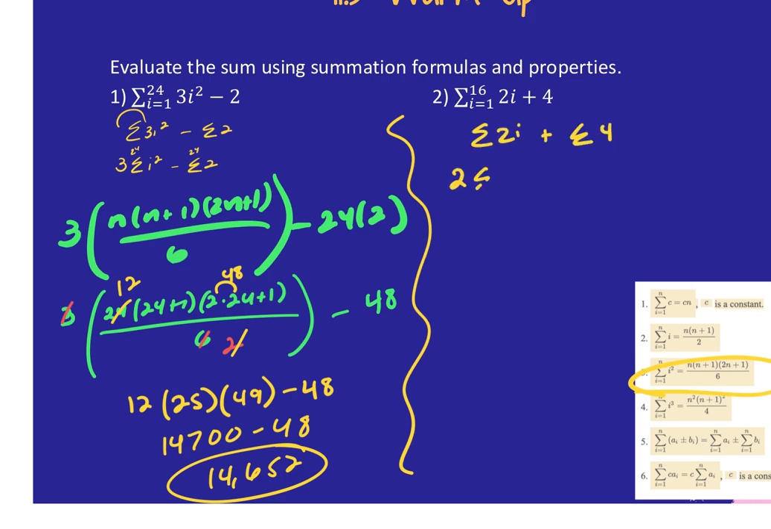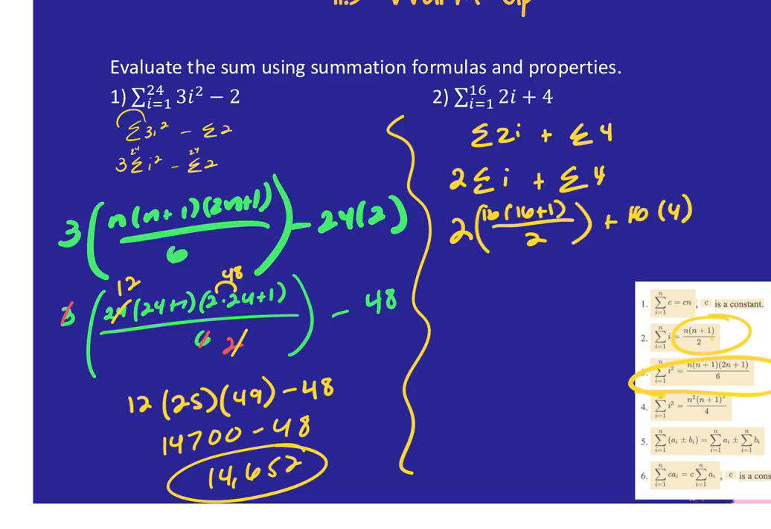We're going to split it at the plus. We're going to bump the 2 to the front. We're going to use the formula for i to the first, which is n times n plus 1 over 2. Our n this time is 16. So 16 times 16 plus 1 over 2 plus 16 times 4. And then I canceled out the 2's to simplify on the front part. And then I multiplied 16 times 17 plus 16 times 4, which is 64. 16 times 17 is 272 plus 64, and you should get 336.